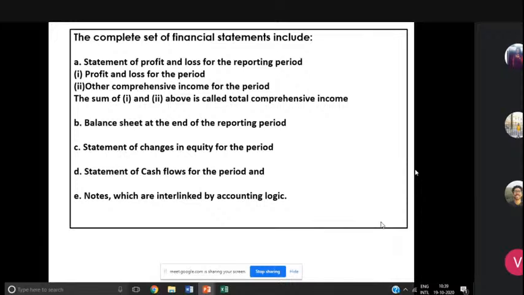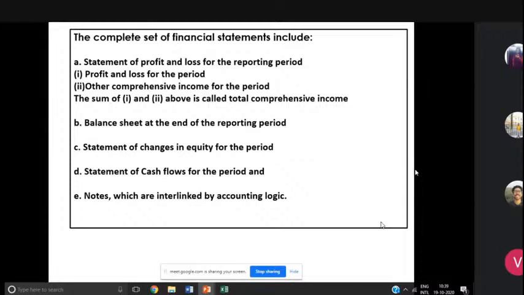Next, statement of changes in equity. Tell me what you understand by statement of changes in equity. Your company might have issued 100 lakh shares. Let's say this year you have bought back. I repeat, your company has issued 100 lakh shares. Your company has bought back 10 lakh shares from the market. The remaining shares will be only 90 lakhs.